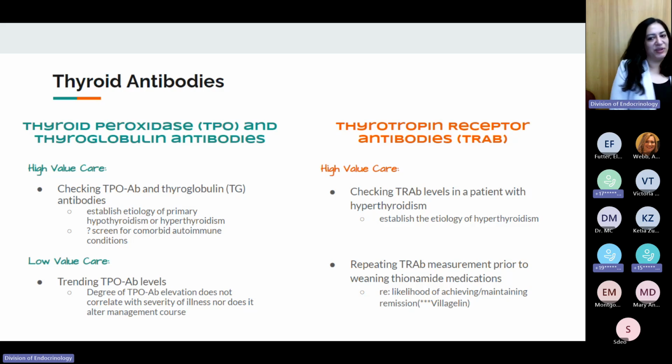On the other side, thyrotropin receptor antibodies. The high value care example there is checking these levels in a patient with hyperthyroidism to establish the etiology of their thyroid toxicosis. And also, repeating a TRAB level does have high value. Studies have shown that after 6 months of using a thionamide, if their TRAB level is still greater than 10 international units per liter, this may predict a poor chance of remission and a high chance of relapse. So you may choose to continue thionamide longer. You may choose to refer the patient for definitive care and have discussions about that with them. So surgery or radioactive iodine. So that guides your overall treatment course.